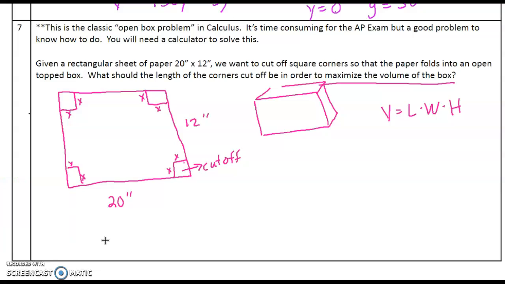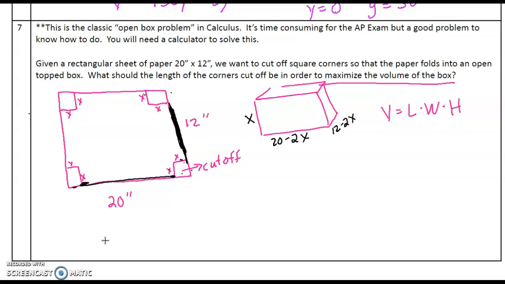So let's think about this. Well, if I'm cutting this off, then this would now be what the sides are. So this is going to be x, okay? This side is all that's going to be left on the real box, which is 12 minus 2 x's. So I can think of that as 12 minus 2x. And then this length, whatever, is going to be this side, which is 20 minus 2x.